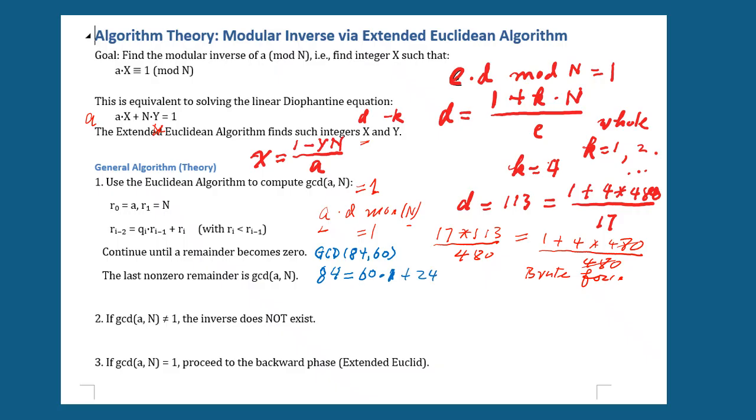So, and then what do you do? You divide the remainder into the divisor. So then you will say 60 divided by 24. Then you have 2, okay, 24 times 2. And then this remainder is 12.